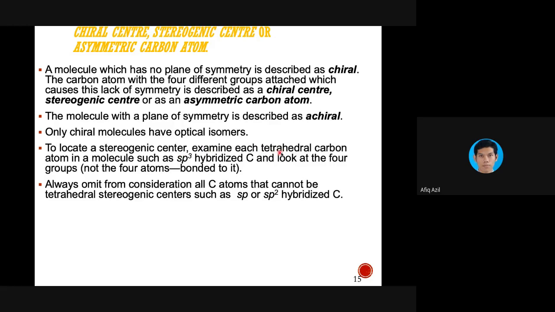Once you find this carbon, you have to look at the 4 groups bonded to it, whether they are the same or all 4 groups are different. Always omit from consideration all carbon atoms that cannot be tetrahedral, such as sp2, which has a double bond, or sp, which has a triple bond.